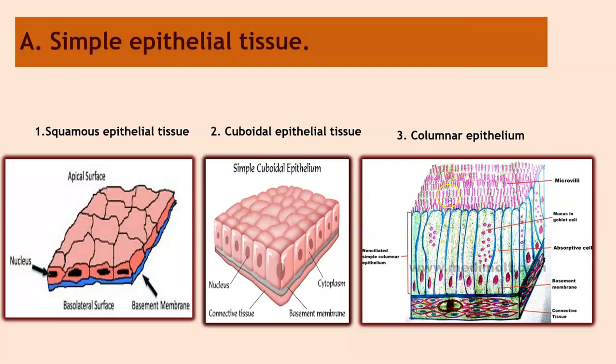Now, what are the functions of these types of cells? They are involved in secretion, absorption. They are found in the inner lining of the intestine, gallbladder, gastric glands, and intestinal glands.